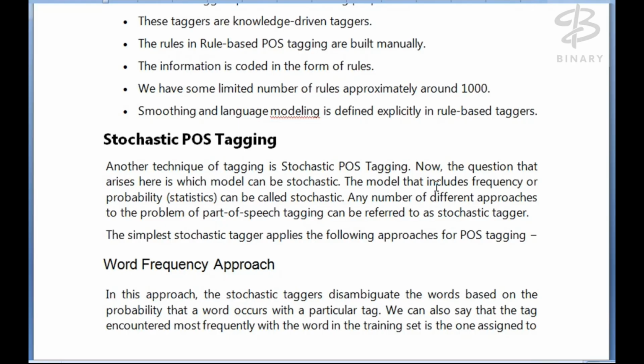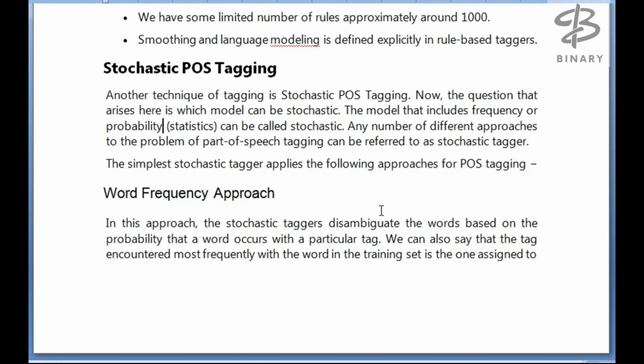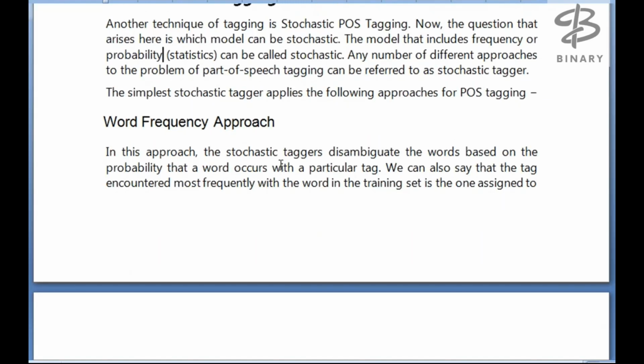Okay, so just keep in mind that if there is a tag with frequencies or probabilities, it is called stochastic. Any number of different approaches to the problem of POS tagging that use them can be referred to as stochastic taggers. So here we basically apply stochastic to word frequency. As we have seen, frequency and probability: if there is a word, then what are the alphabets and what are the disambiguated words.